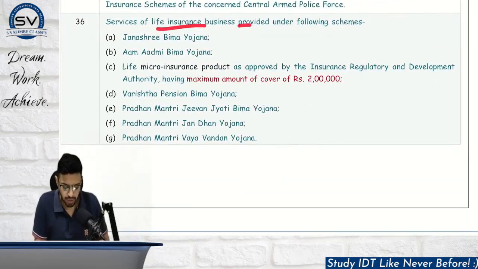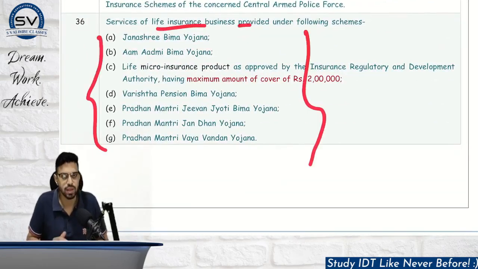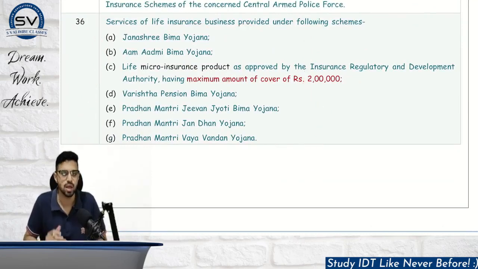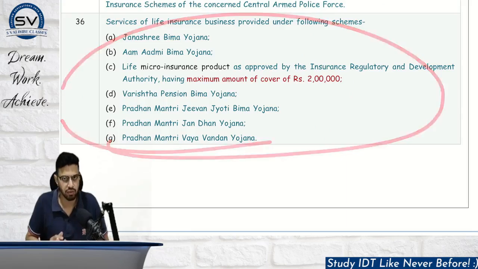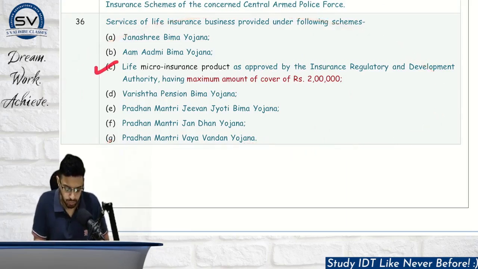Now there are certain other life insurance businesses. You don't have to learn all these things. You just have to read it once, twice. You will adequately know whether it is exempt or not. It is not possible to learn each and every name. Only point you need to learn: life micro insurance product approved by Insurance Regulatory and Development Authority.